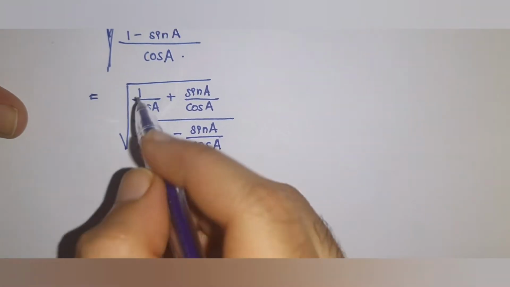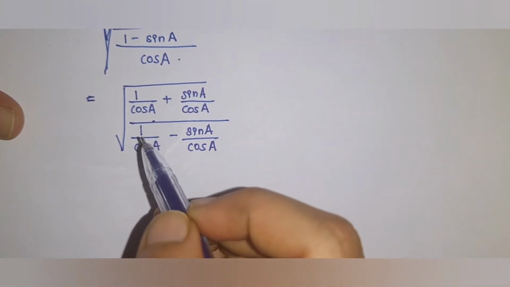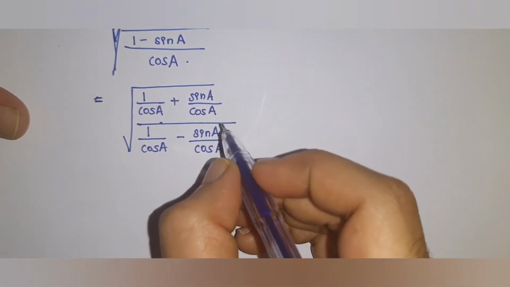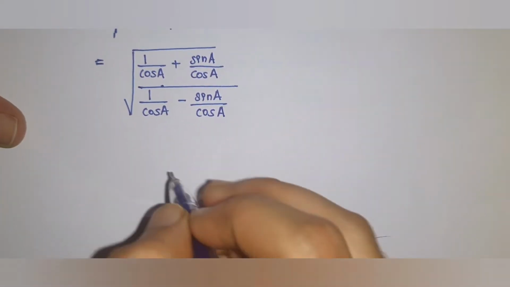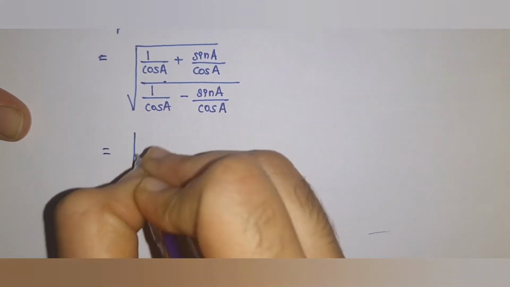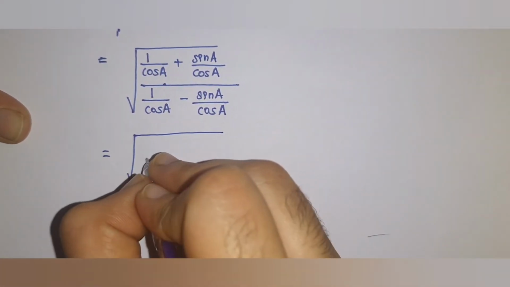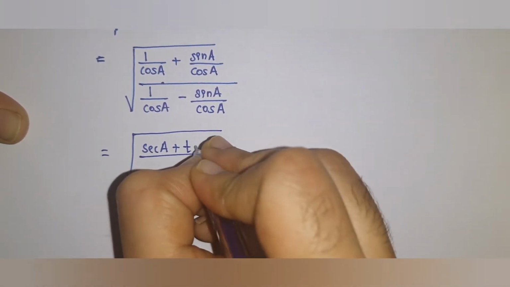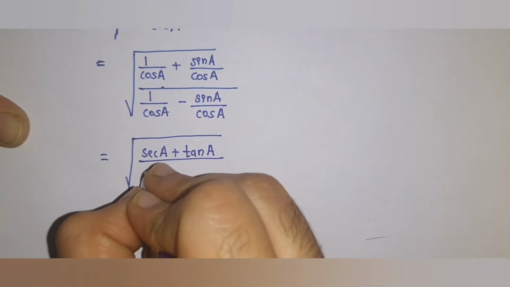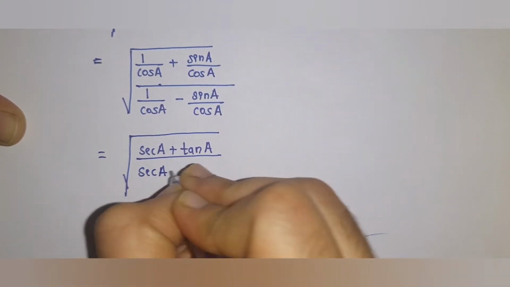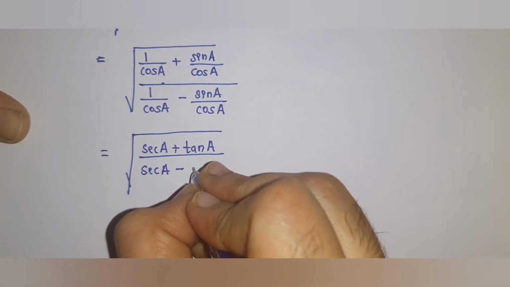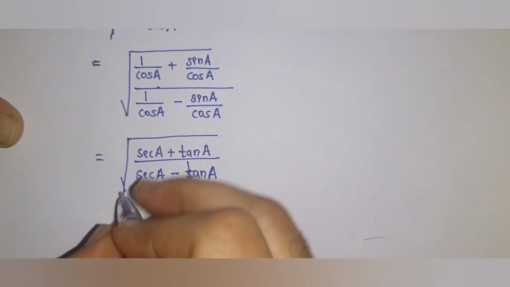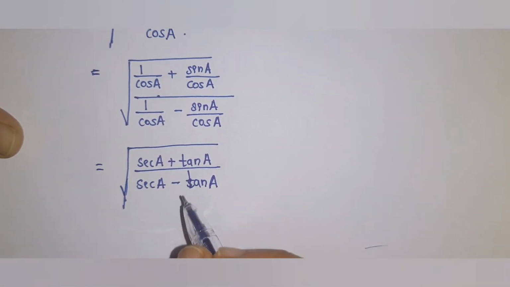Now we know that 1 upon cos A is equal to sec A, and sin A upon cos A is tan A from the trigonometric formulas. So we can write in under root, sec A plus tan A divided by sec A minus tan A. Now we'll rationalize the denominator.